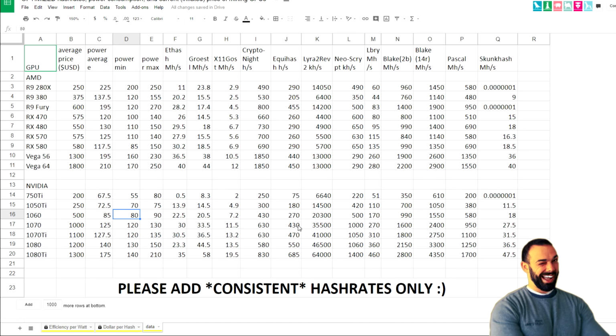Same with hash rates. If you know that you're getting a better hash rate on Equihash or Kryptonite, any of them, Blake, Libri, Pascal, Ethash especially, Kryptonite, Equihash, Lyra2, Neoscrypt. These are extremely popular algorithms, and there are a lot of coins that people really want to see succeed with these algorithms. Feel free to change those numbers. It's openly editable for anybody who has the link, and you can see the link in the description below. So that's how you can help.